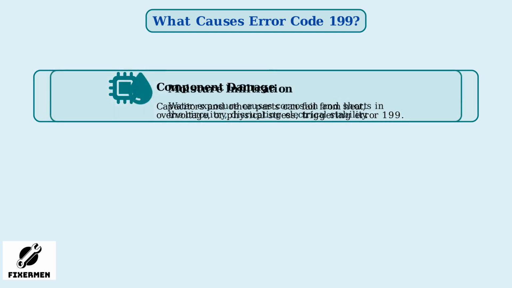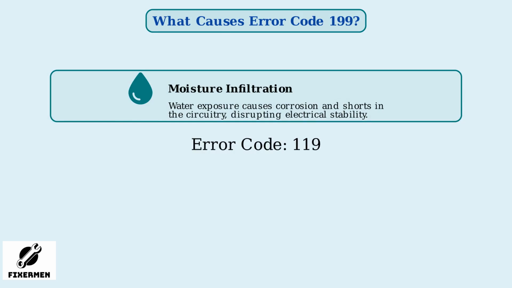Moisture from leaks or humidity can infiltrate the control board, leading to corrosion on the circuits. This creates electrical shorts that corrupt the EEPROM memory. When any of these issues occur, the toilet displays error code 199 on its digital indicator, signaling that the control board's memory or stability has been compromised.